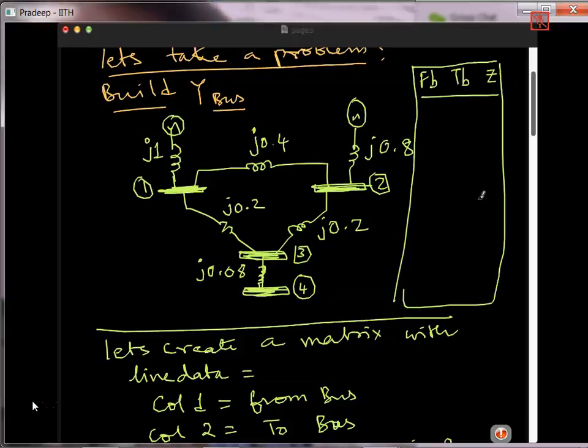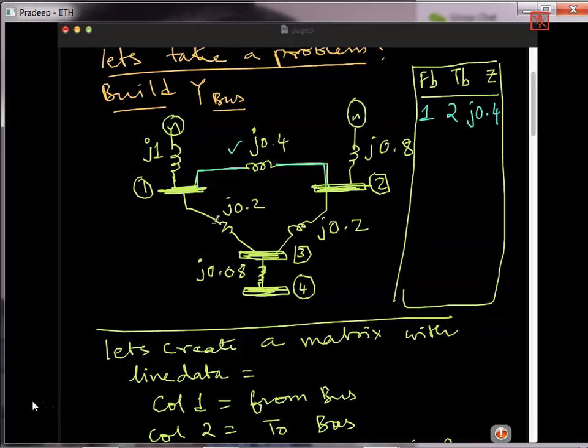This is basically tabular form of data. Look at the lines now. From bus 1 to bus 2, and j0.4 is the impedance. So 1, 2, j0.4. This line is completed.